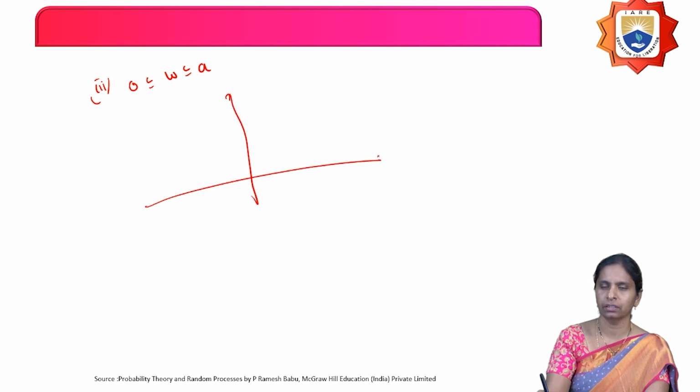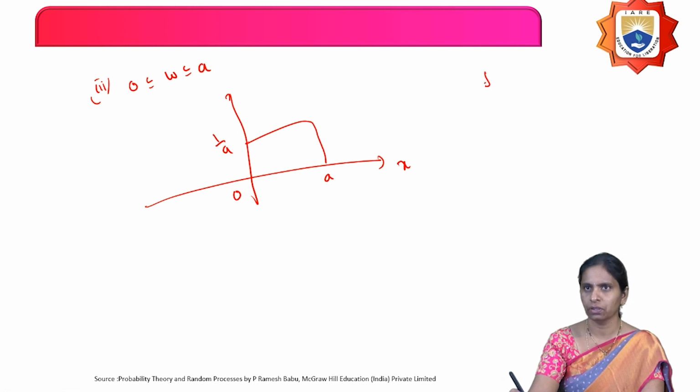Now take what is here? This is nothing but x. And what is fx of x when x is from 0 to a? That equals 1 by a. Now we have to plot fy of w minus x. You have to plot fy of w minus x. And what is the range of fy of w minus x? It exists from where to where? w minus b to w.